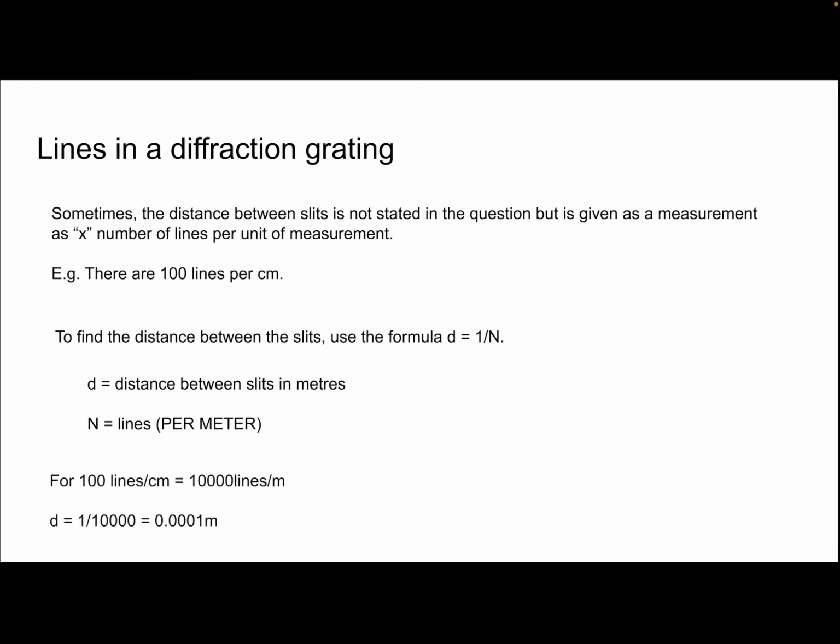For example, if we look back to our example of 100 lines per centimeter, if there are 100 lines in 1 centimeter, then there are going to be 200 lines in 2 centimeters and 300 lines in 3 centimeters, etc., right? Since there are 100 centimeters in a meter, it's going to be 100 times 100, which is 10,000 lines in a meter. Therefore, our distance between the slits will be 1 over 10,000, which in this case is 0.0001 meters.